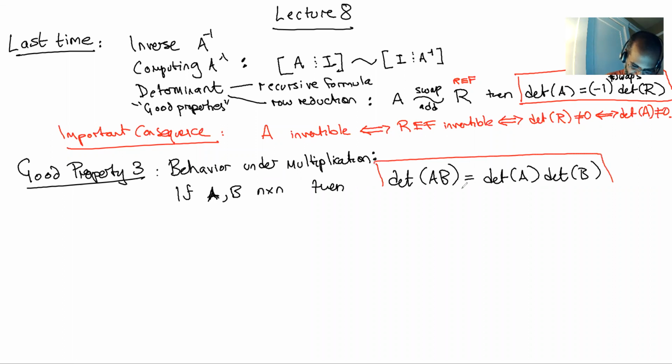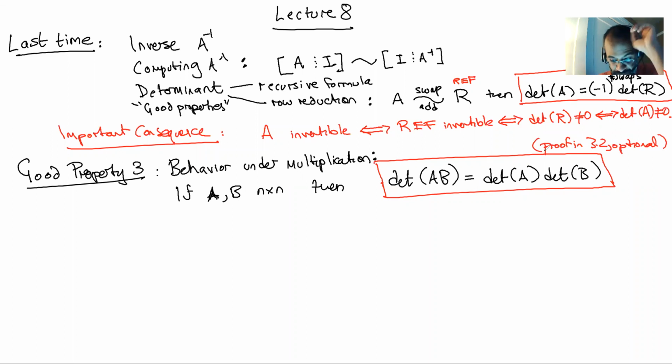I find this very surprising because, from the formula, it just looks like some crazy function, but it turns matrix multiplication into number multiplication. Again, we won't prove this. The proof is in section 3.2. It's optional. But it is a quite amazing property that we'll be using later in the course.